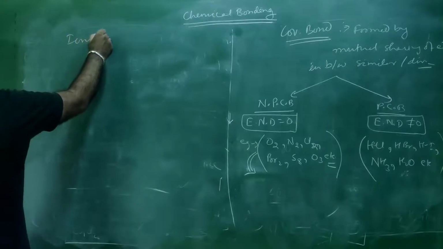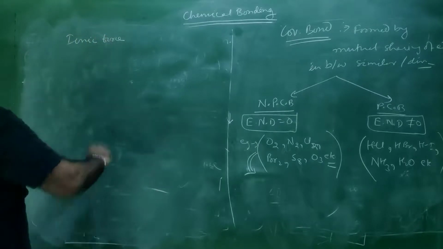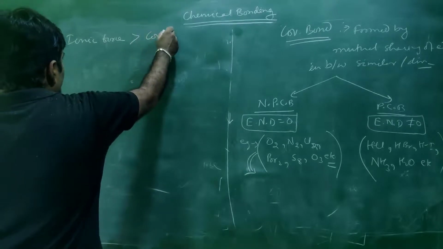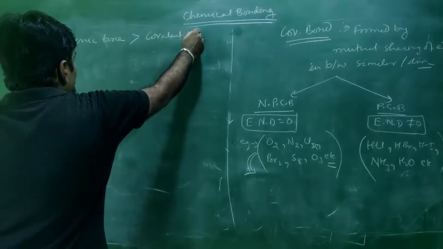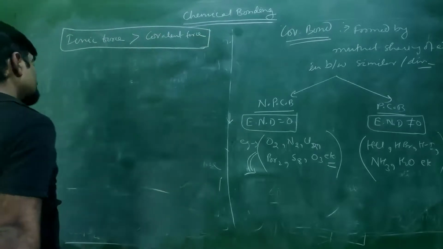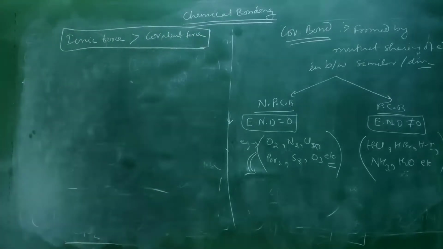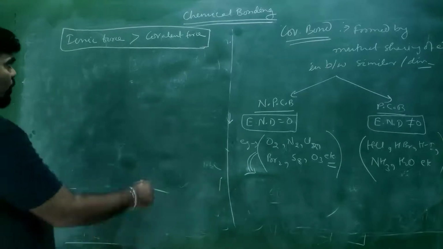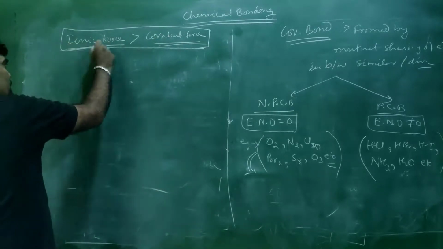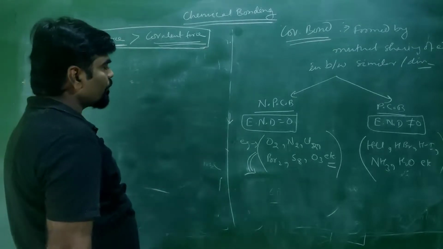Strongest is the ionic force. Ionic bond is stronger than covalent bond. So, therefore, covalent molecules possess low melting and boiling points, while ionic bonded molecules possess high melting and boiling points.